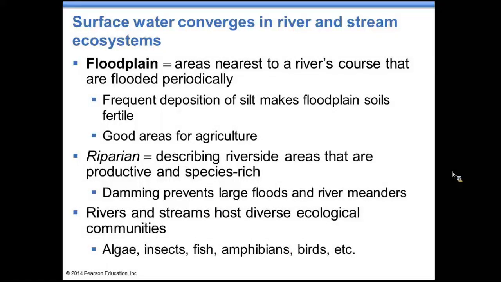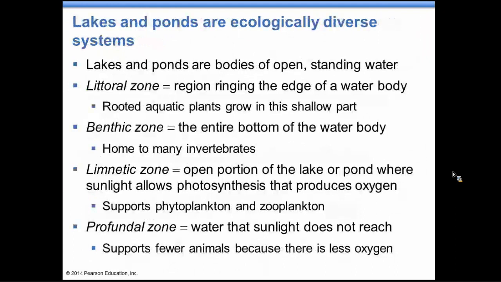Areas nearest a river's course that are flooded periodically are said to be within the river's floodplains. And those rivers and streams host very diverse ecological communities. Ponds and lakes change over time as streams and runoff bring them sediment and nutrients.